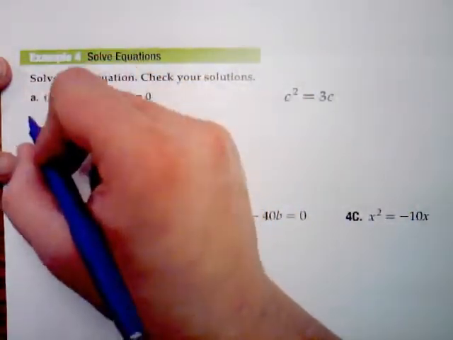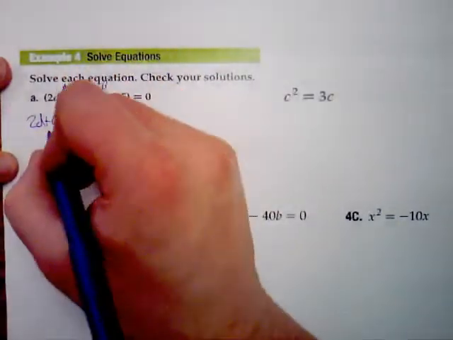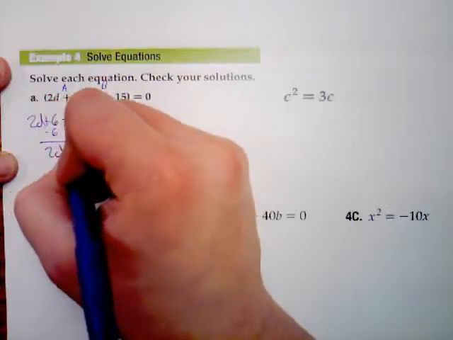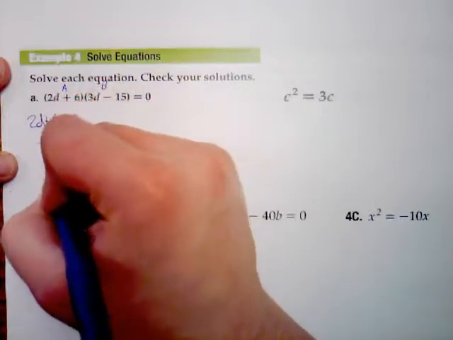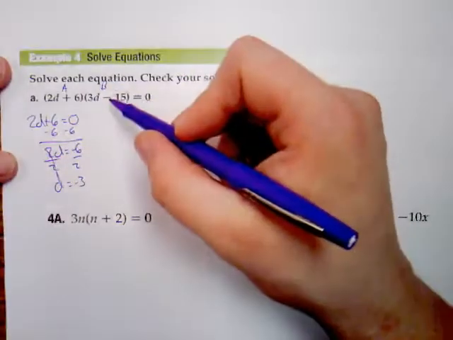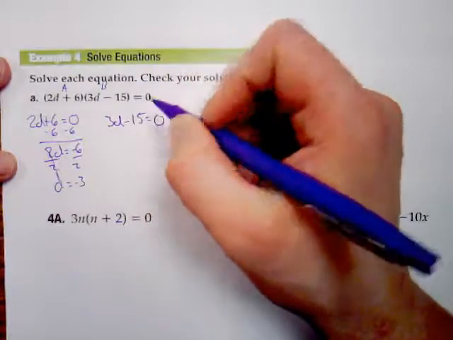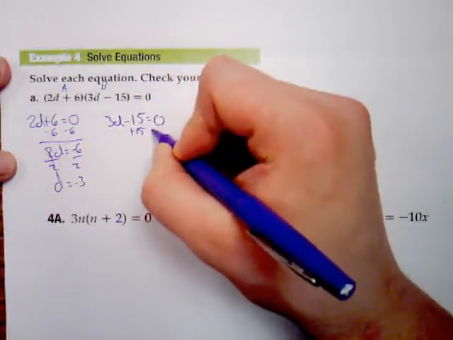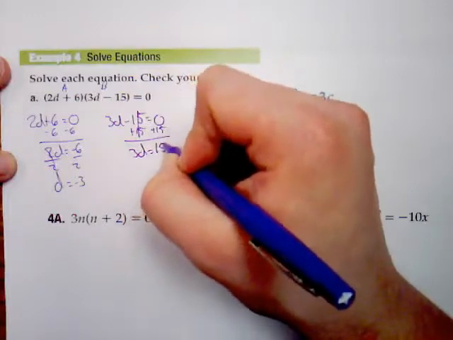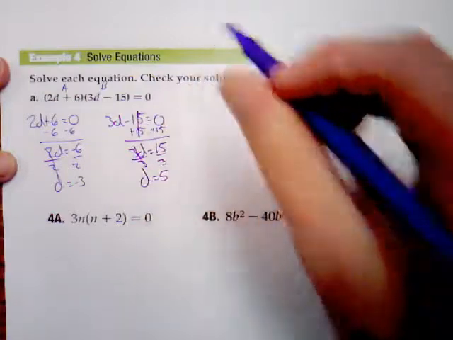So if A is equal to 0, 2D plus 6 equals 0. Solve that equation. Minus 6, 2D equals negative 6, divide by 2, D equals negative 3. Now the other thing, B: if B equals 0, 3D minus 15 equals 0. I add 15, 3D equals 15, divide by 3, D is equal to 5. So now it says check your solution.